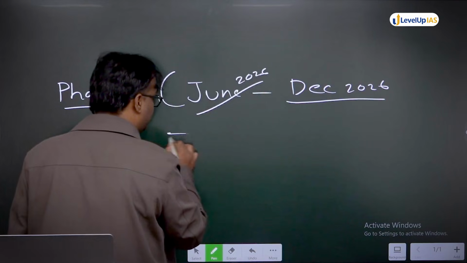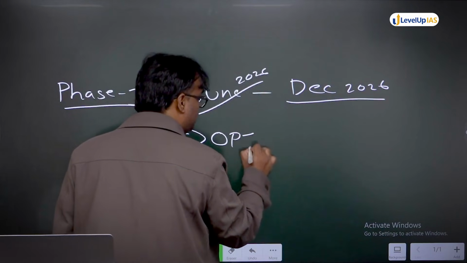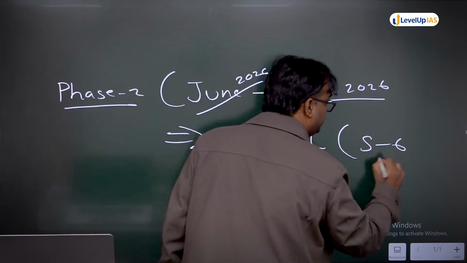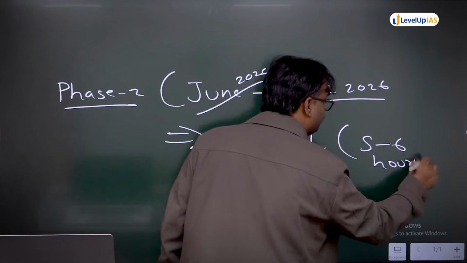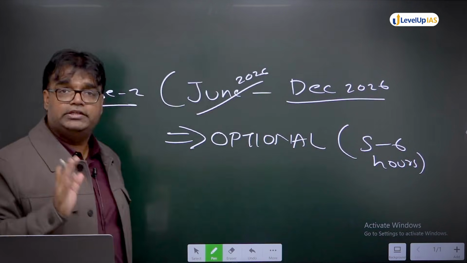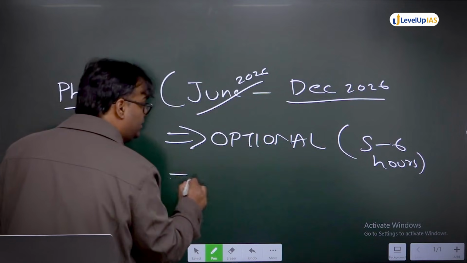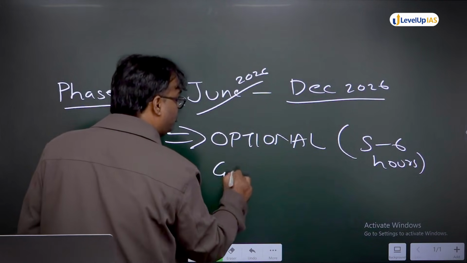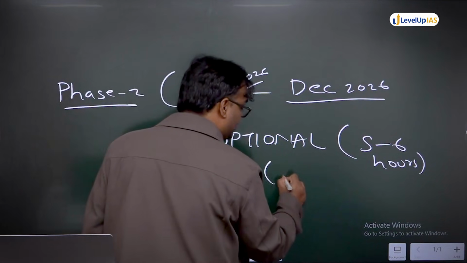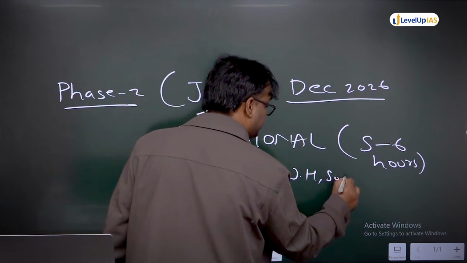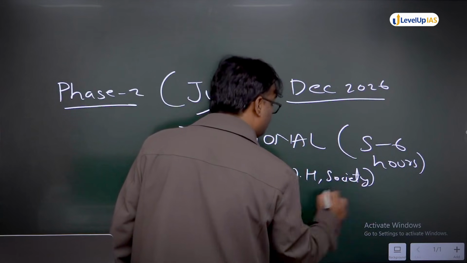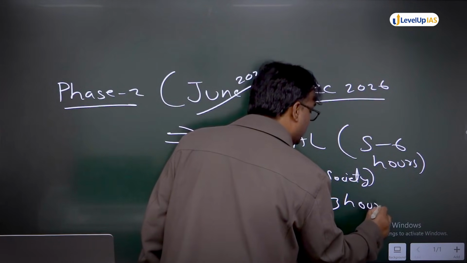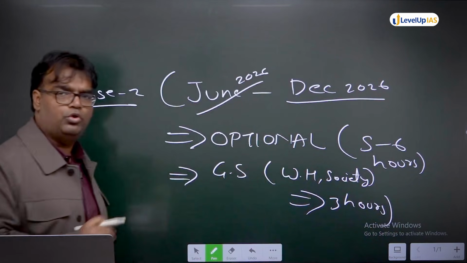What should you be doing here? Prioritize optional. In optional, 5 to 6 hours you should be giving to optional daily. 3 hours of classes, 2-3 hours of revision, answer writing extra, etc. And in the remaining 3 hours, whatever GS pending topics there may be, it may be world history, it may be society, it may be all these mains-related topics. This should be done in 3 hours and keep the last 1 hour for revision and so on.